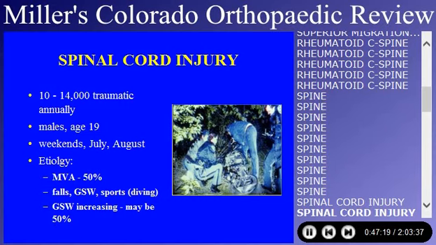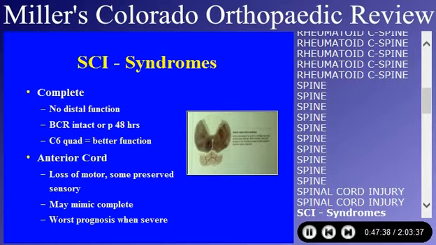There's some literature to suggest that the incidence of gunshot wounds is certainly increasing, and it may be as many as 50% of cases, depending on where your center is. In urban centers you'll have a much higher incidence of gunshot wounds than a hospital that's sitting next to a major highway, for instance. You need to know the syndromes. It's very common to ask you about the spinal cord injury syndromes.